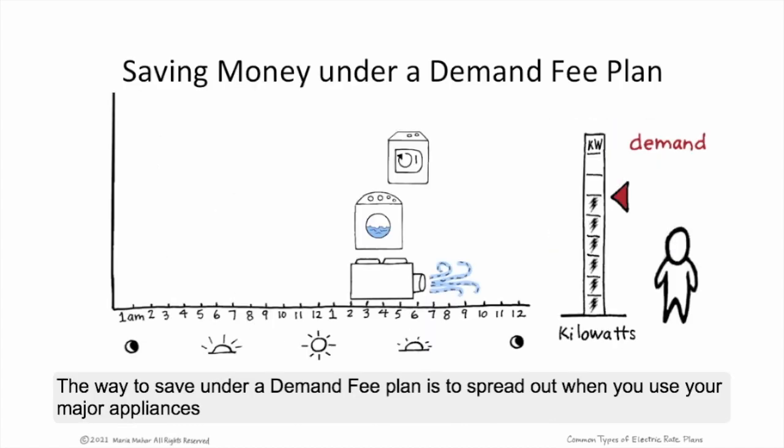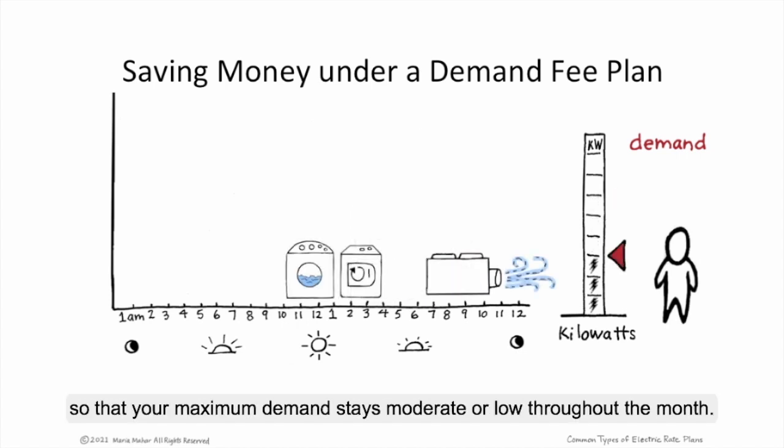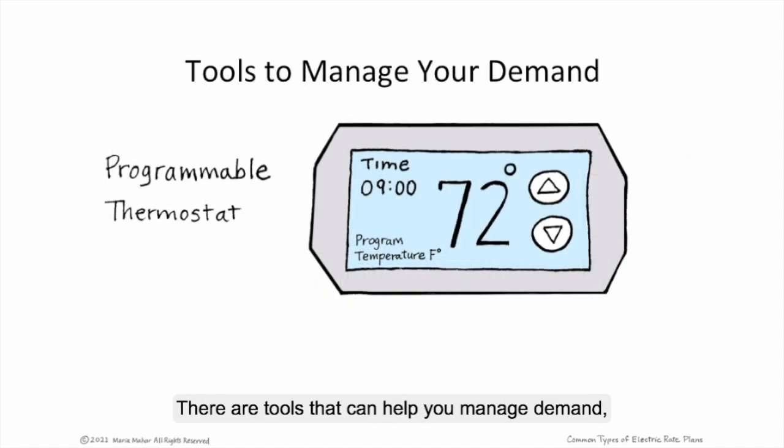The way to save under a demand fee plan is to spread out when you use your major appliances so that your maximum demand stays moderate or low throughout the month. There are tools that can help you manage demand, such as programmable thermostats, timers, and monitors.